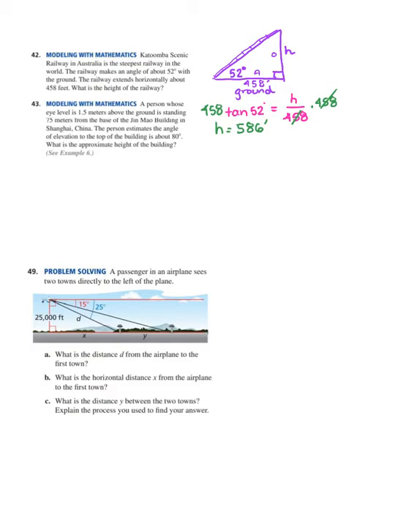All right, so that was 52, because we're doing 42, 43, we're doing all three of these. 43, modeling: a person whose eye level is 1.5 meters above the ground is standing 75 meters from the base of the Jinmao building in Shanghai, China. The person estimates the angle of elevation to the top of the building is about 80 degrees. What is the approximate height of the building?